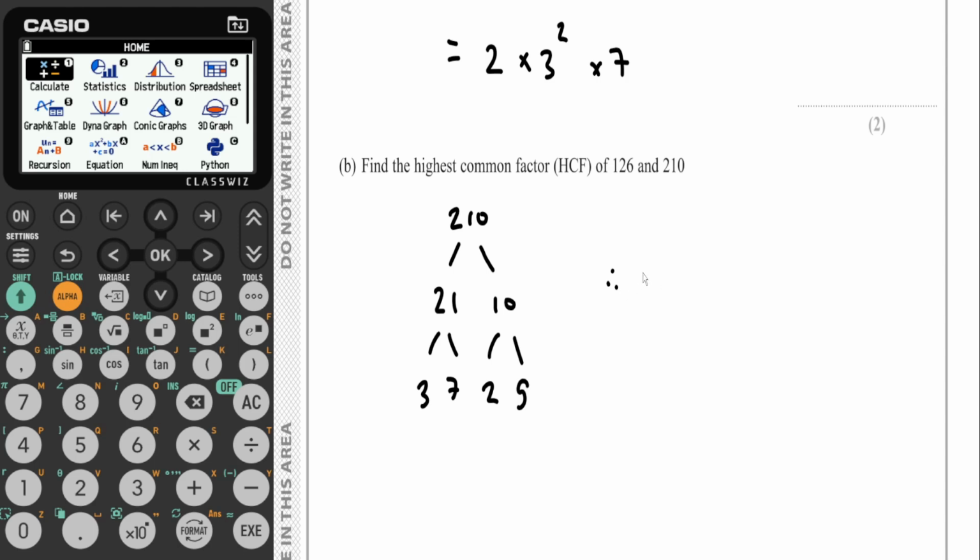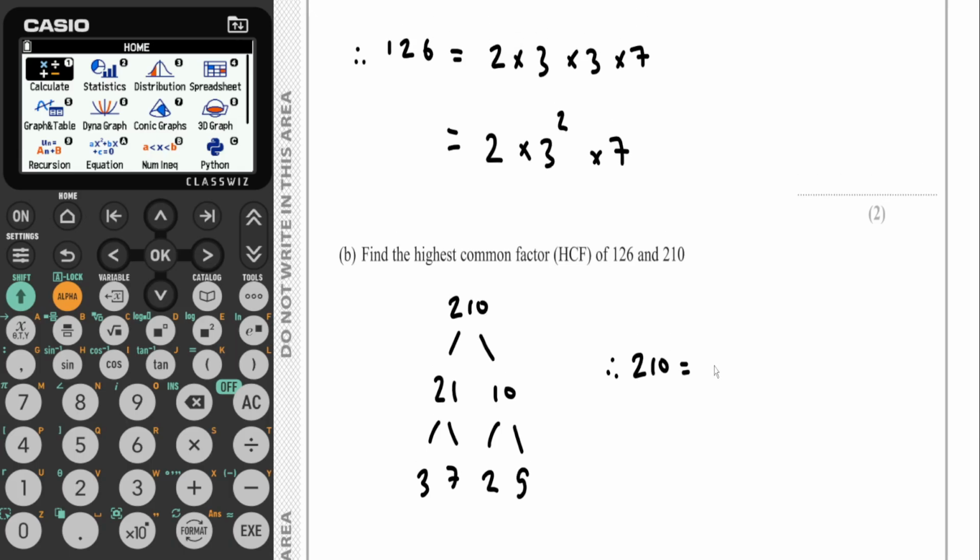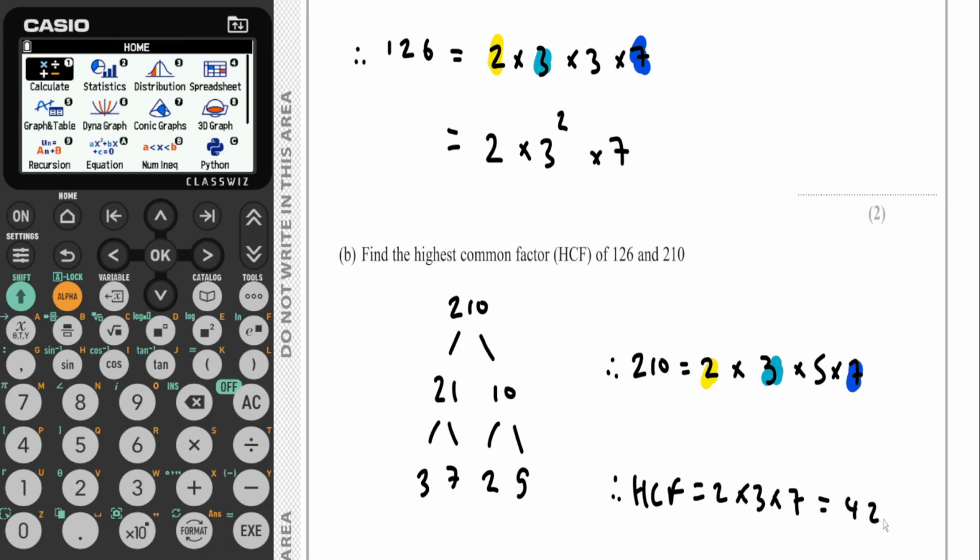Which means 210 is equal to 2 times by 3 times by 5 times by 7. So when we come to look at the highest common factor, you can see the 2 is common to both. We've got this 3 which is common to both. And we also have this 7 which is common to both. So therefore the highest common factor equals 2 times by 3 times by 7, which is equal to 42.